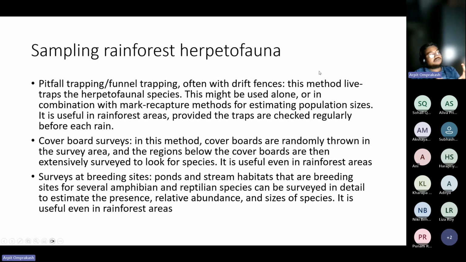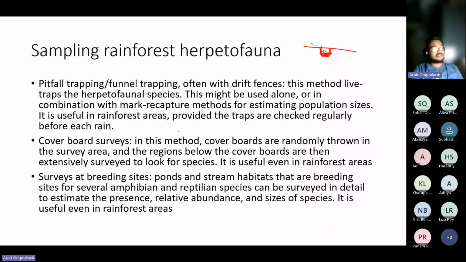Then you have something called pitfall trapping or funnel trapping, trapping with drift fences. So generally, what happens is on the ground, you dig holes or pits, and in these pits you put, let's say, water and detergent or some formaldehyde or some solution where insects coming might fall into the pit and die inside. So based on how many insects are dying of how many different species, you can estimate the population density of different species of insects in that given area.